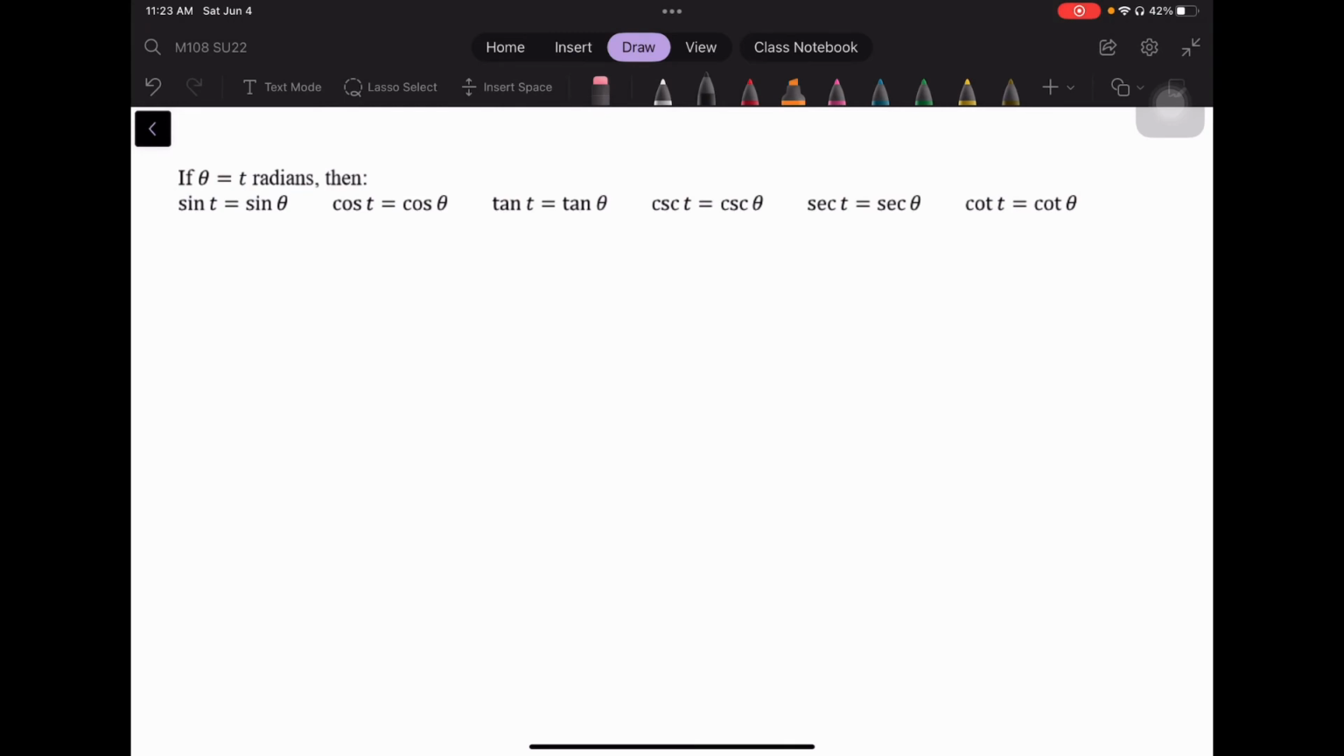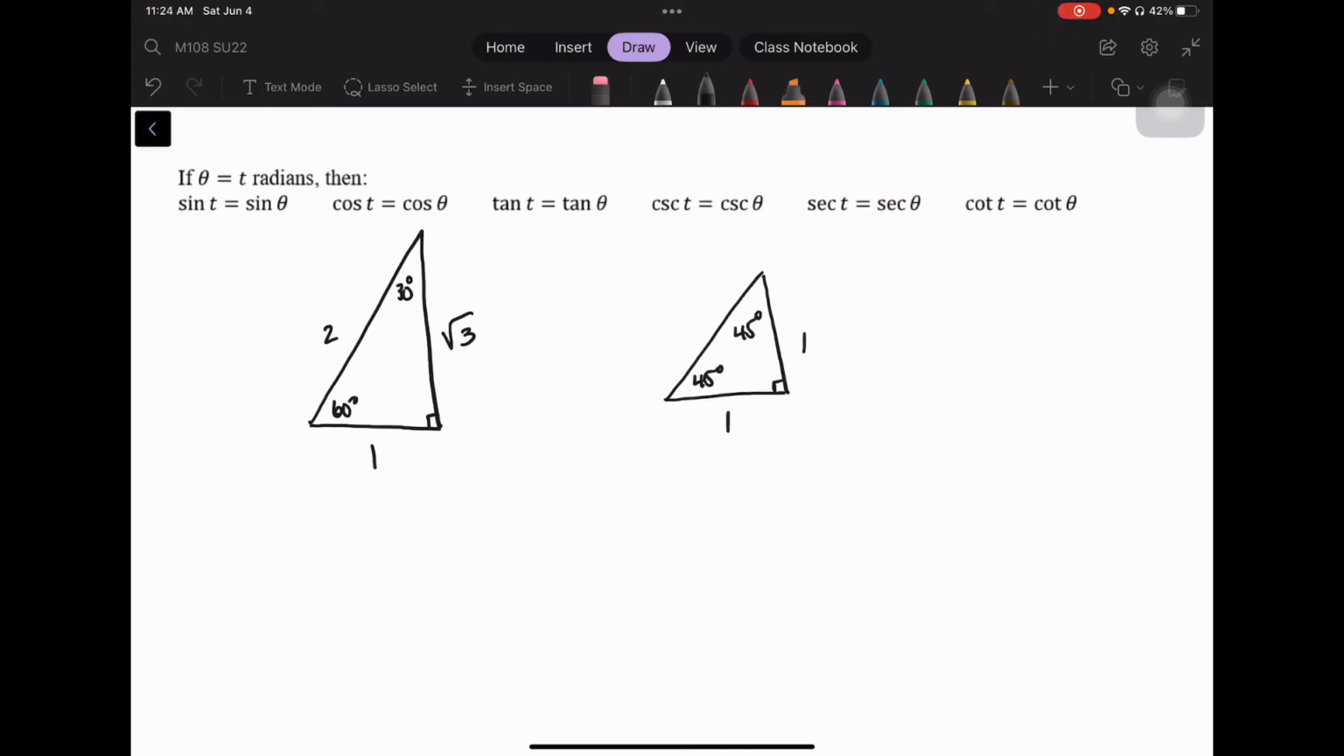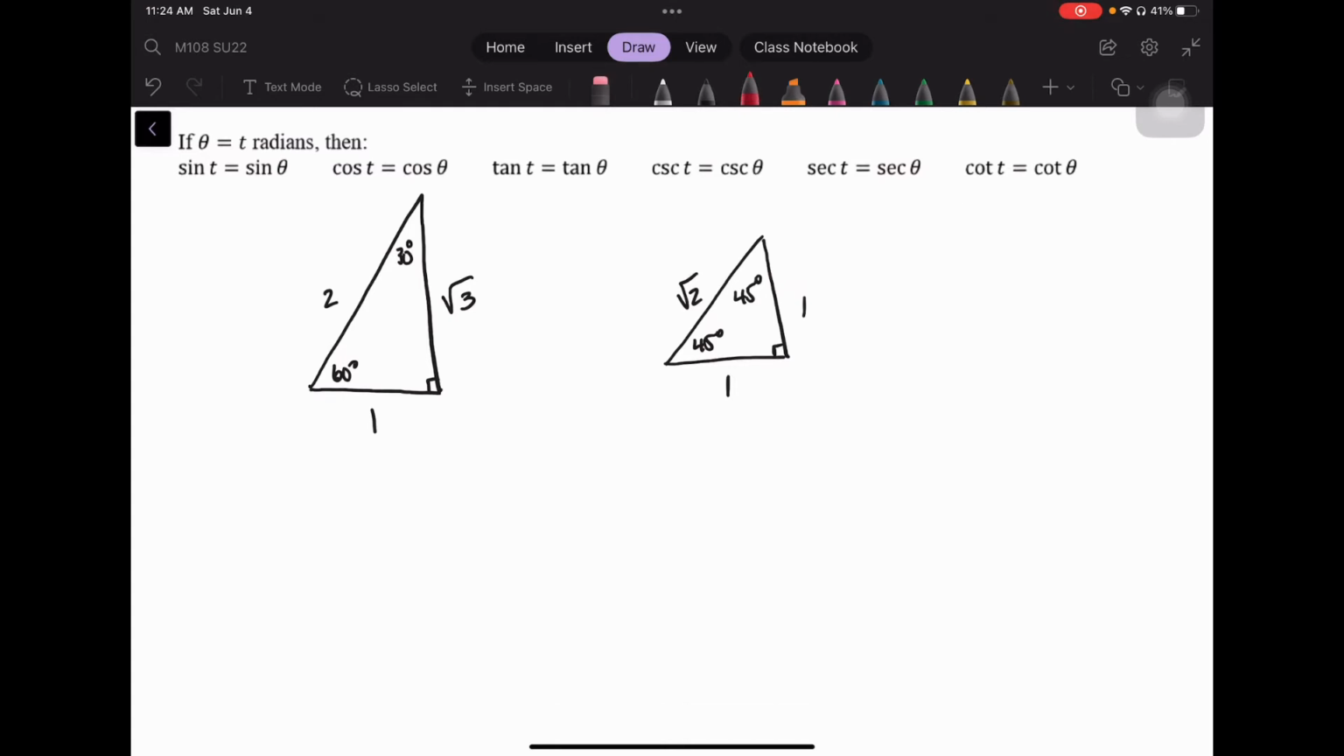Let's recall our values for our 30, 60, 90 triangles. We had 1, root 3, and 2. And for our 45, 45, 90 triangle, we had 1, 1, root 2. We can use this idea to help us find the values for a unit circle. In this case, though, these values are not for a unit circle right now because the radius is not 1, in this case, it's 2.